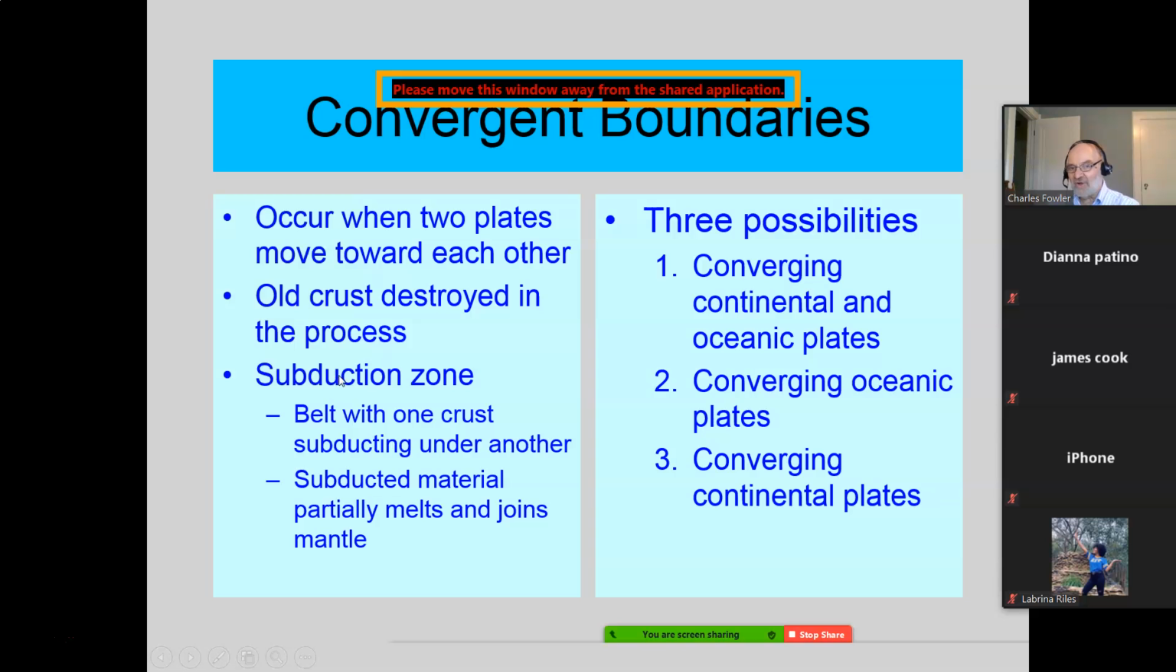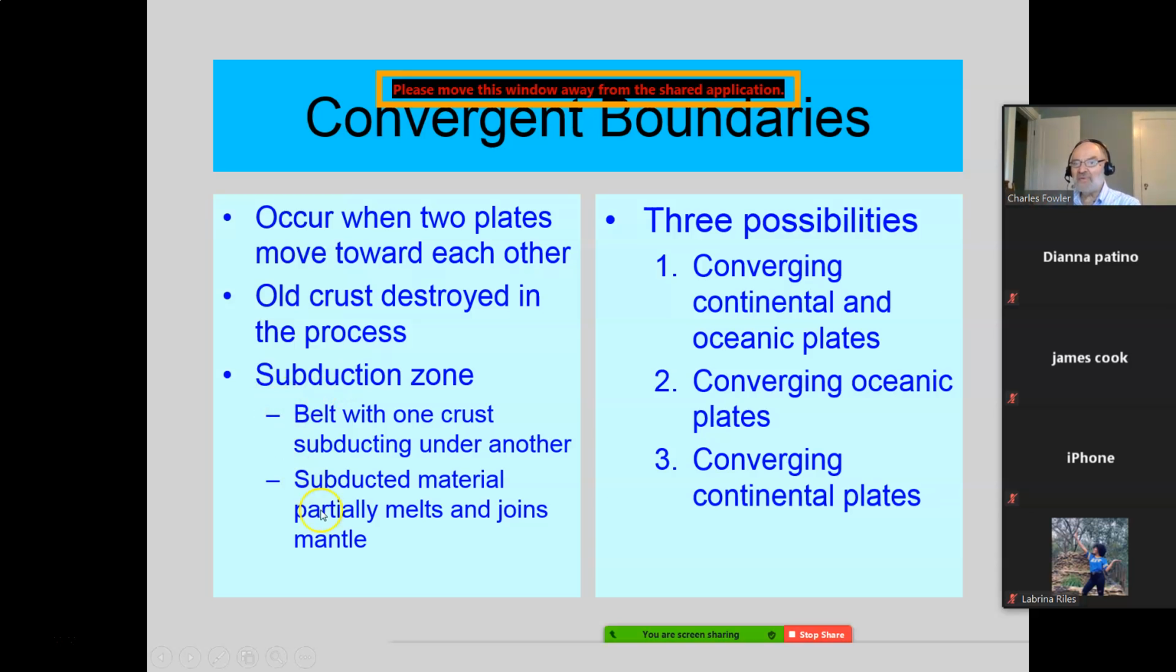The subduction zone is the belt where one crust goes underneath the other crust. A lot of the time this is oceanic crust, being denser and thinner, going underneath continental crust. That's subduction. What was oceanic crust here, going under here, now no longer is crust. It's something else. It's former oceanic crust.